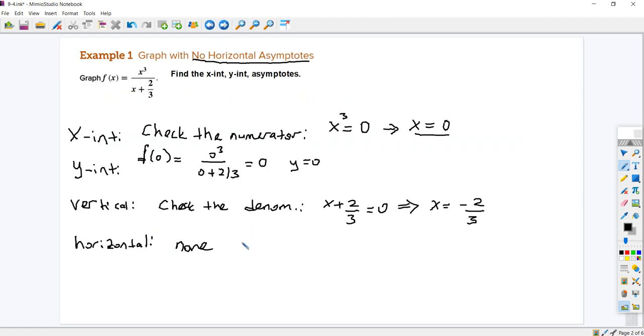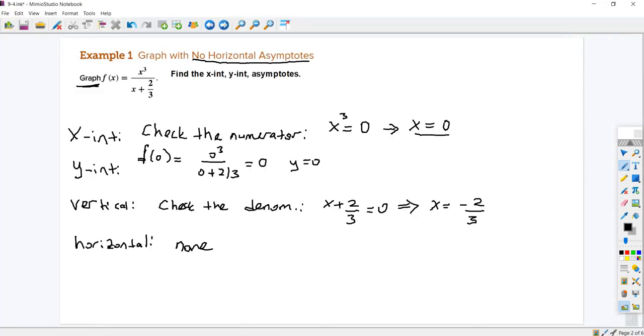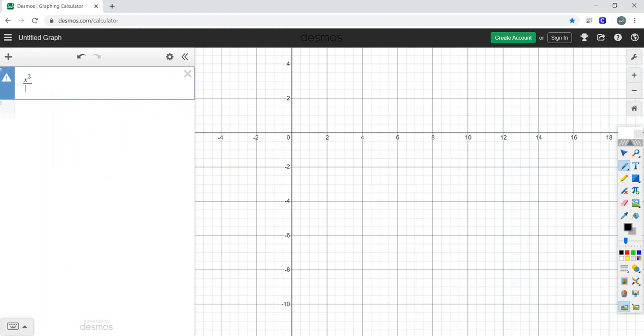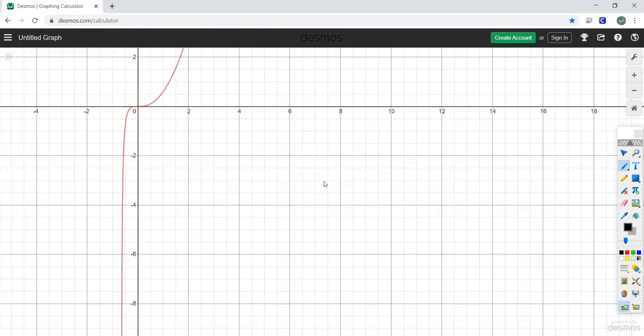For graphing, let's just put this one in the calculator. Today I'm going to use Desmos. So I will put this together here as x cubed over, not like that, like this one, x cubed over, what did we say, x plus 2 over 3. So we will have an x plus 2 over 3 here. There we go. This is our function.